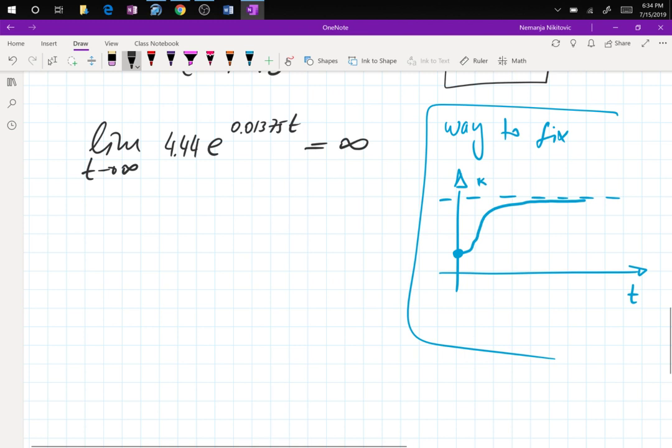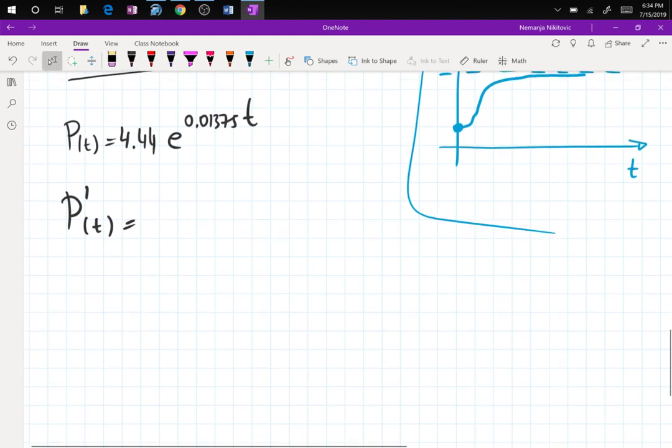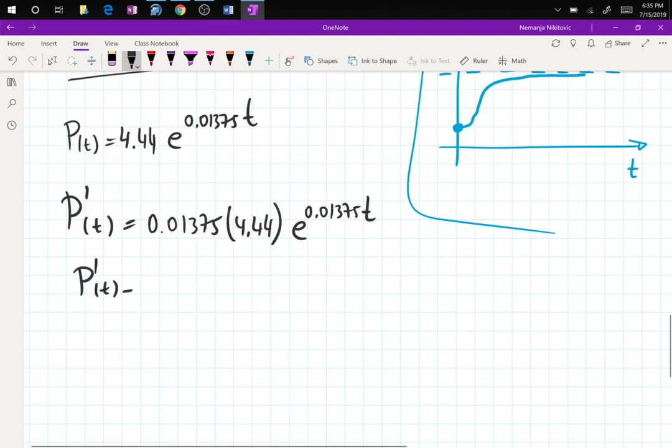The next way to sneak it in would be to take the derivative. So we have our population model, which is P of t equals 4.44 e to the 0.01375t. And now we're going to take the derivative, P prime of t. When you take the derivative of an exponential function, you know that this number jumps down and multiplies the number you have. So it's going to be 0.01375 times 4.44 e to the 0.01375t. What do we get when we multiply these two numbers?